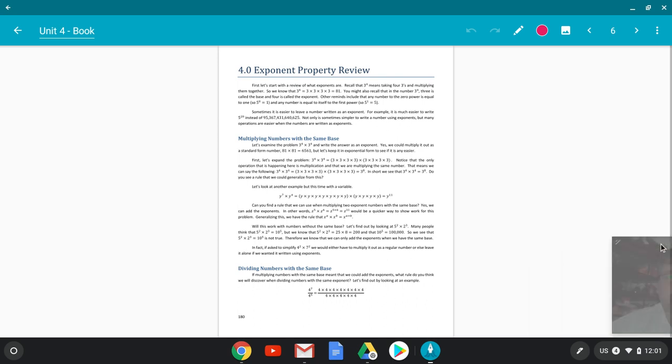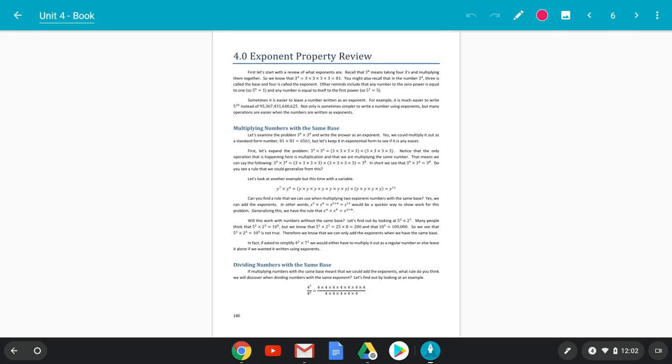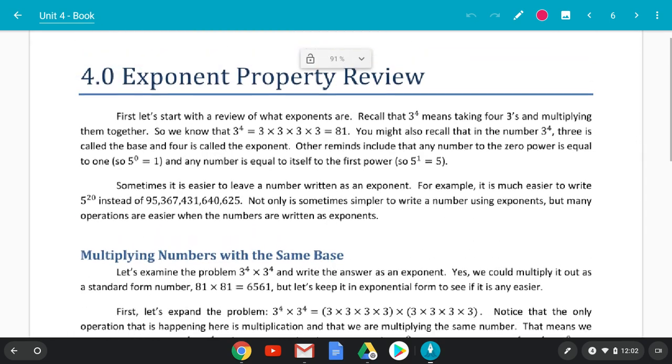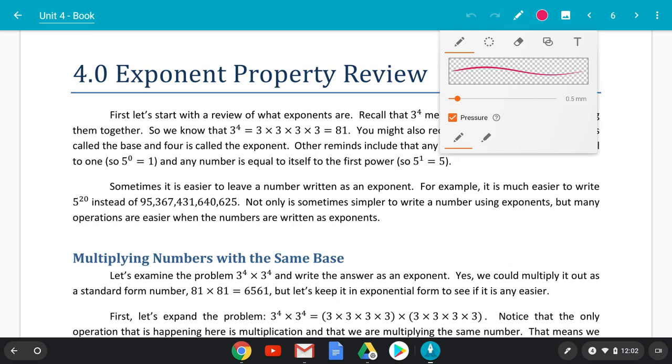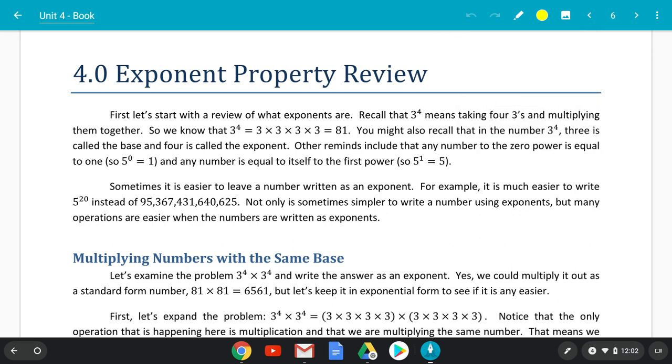Let's go to work. In this video, we are going to read and highlight section 4.0, Exponent Property Review. Let me change to my highlighter here. Yellow, good. First, let's start with a review of what exponents are.